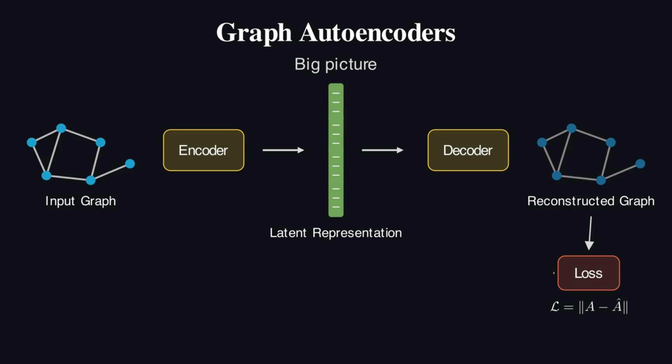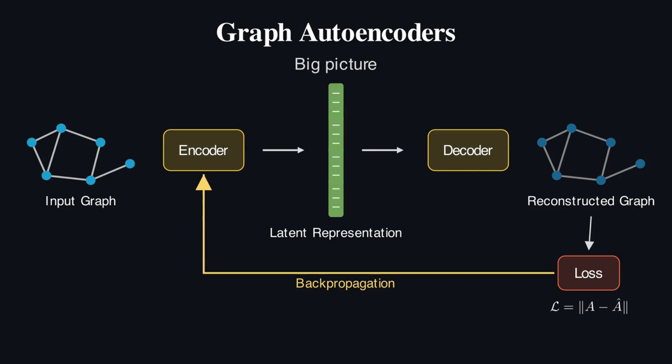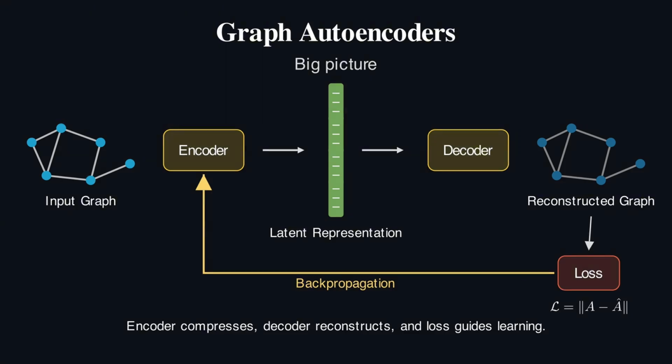This is where backpropagation comes in. The error is propagated back through the decoder and the encoder, adjusting the model parameters so that future reconstructions become more accurate. Over time, the encoder learns to produce embeddings that are highly informative, and the decoder becomes better at reconstructing the graph from them. In this way, the model learns a compact representation of the graph while preserving its essential structure. This is the core idea behind graph autoencoders.